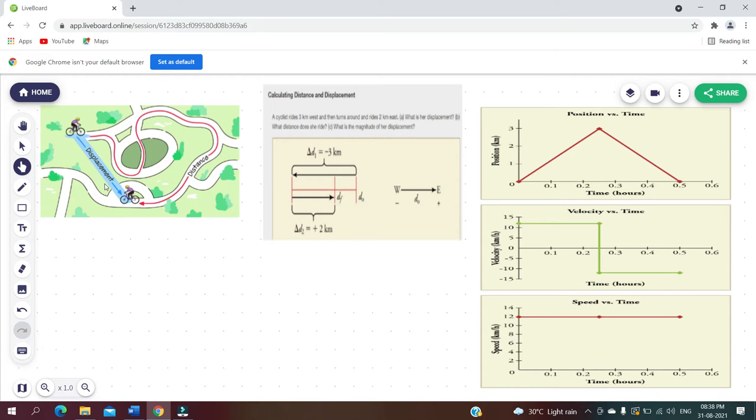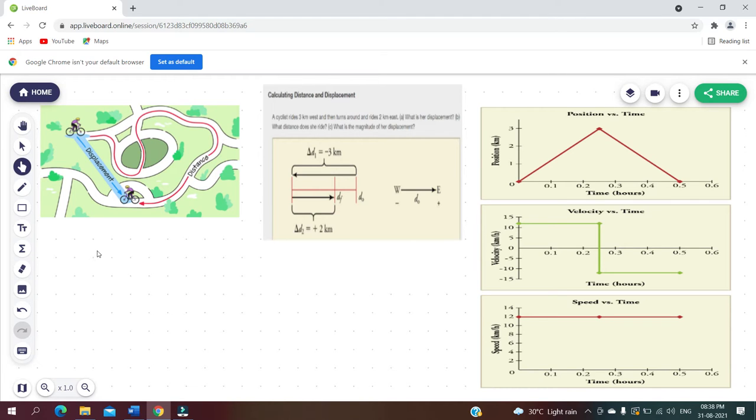So, magnitude means the numerical value of the quantity. The numerical value of any physical quantity represents the magnitude of that physical quantity.